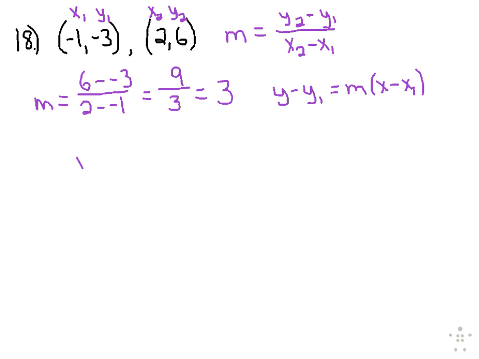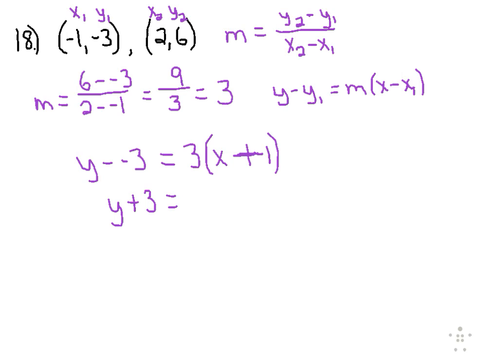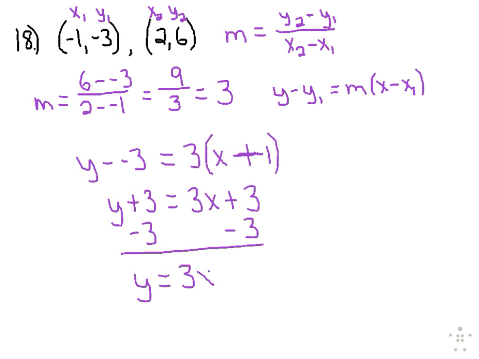Alright, so I have y minus y1, which is negative 3, is equal to m, if I figured that out, it's 3, times x minus x1. So this is going to be add the opposite, so this is actually y plus 3 is equal to, and this is going to be plus 1 in there, add the opposite, this is going to be 3x plus 3. Subtract 3 from both sides, gives me y is equal to 3x.